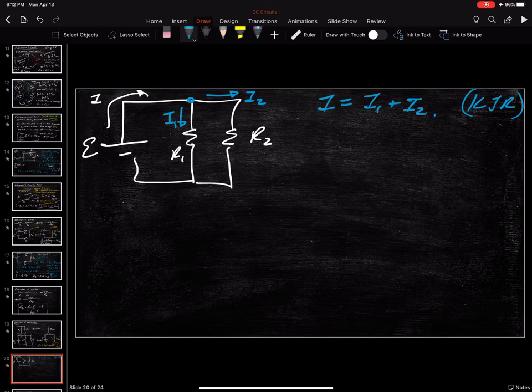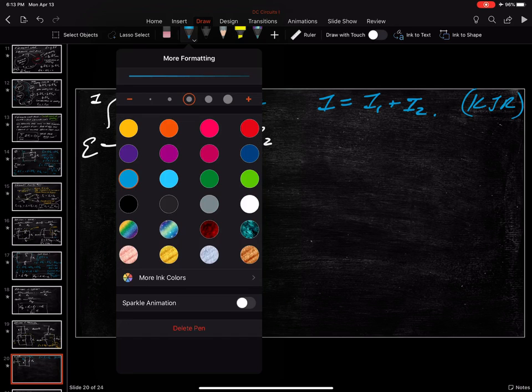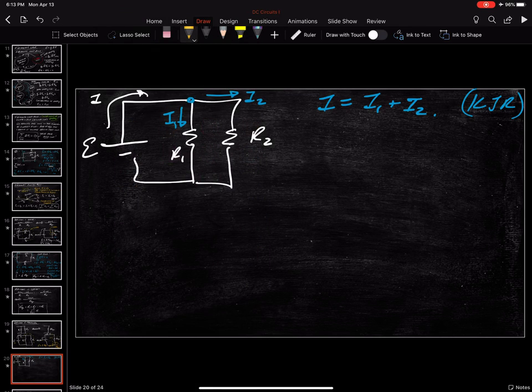Now, what's the current in each of these branches? How do I figure that out? Well, here's where the Kirchhoff's loop rule comes in handy. So I've actually got a total of 3 loops right now. Let me show you. Here's one loop. I can go around like this. That's loop 1.